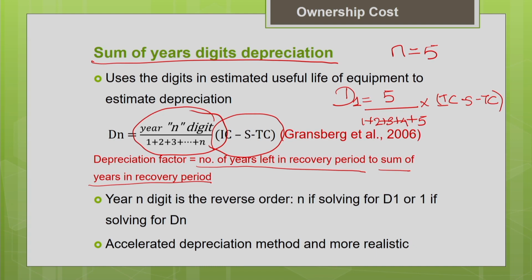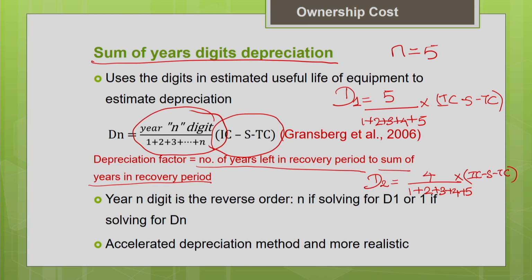Okay, so now how to calculate the depreciation for the second year? Second year, so the number of years left in the recovery period from the beginning of the second year to the end of useful life will be equal to 4. Already 1 year is completed. So 4 divided by 1 plus 2 plus 3 plus 4 plus 5, multiplied by initial cost minus salvage value minus tire cost. This will give you the depreciation for the second year.